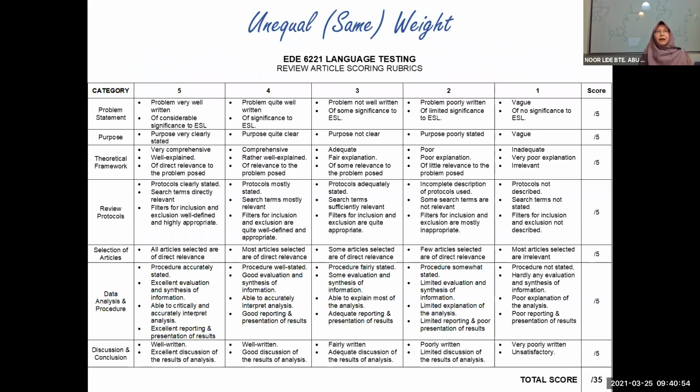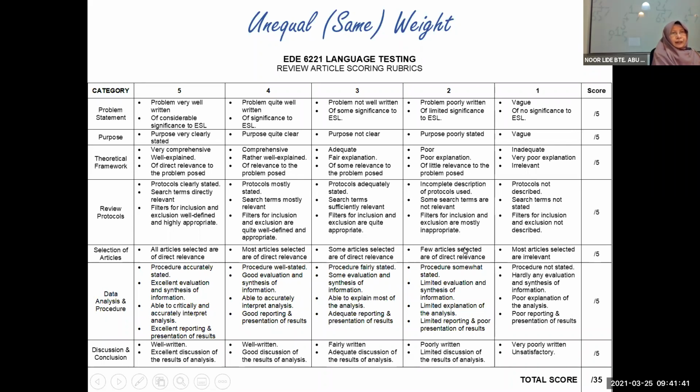So this is an example of same weight. This is my article review scoring rubric. When I visit this, I see that, okay, actually I still have to work on it some more. Now if you look at the score for every criterion, you find that the score for each criterion is out of 5 because the performance level is 1, 2, 3, 4, 5. So this is equal weight. We're giving equal weight.